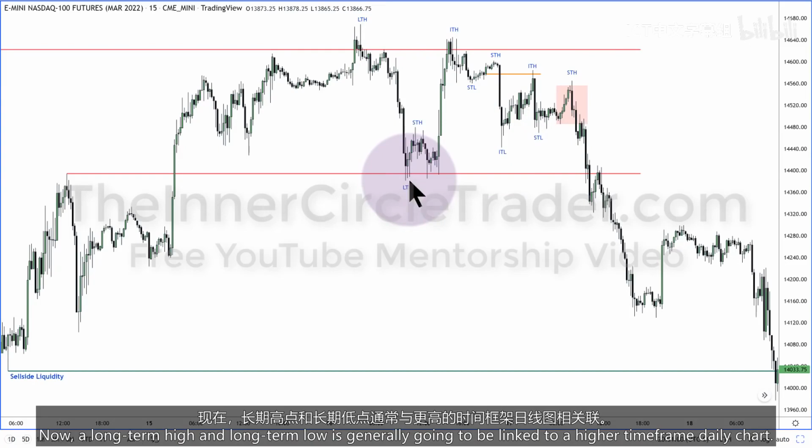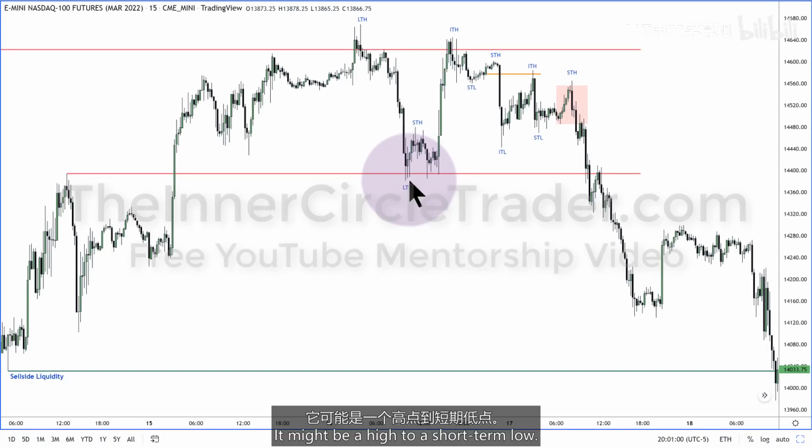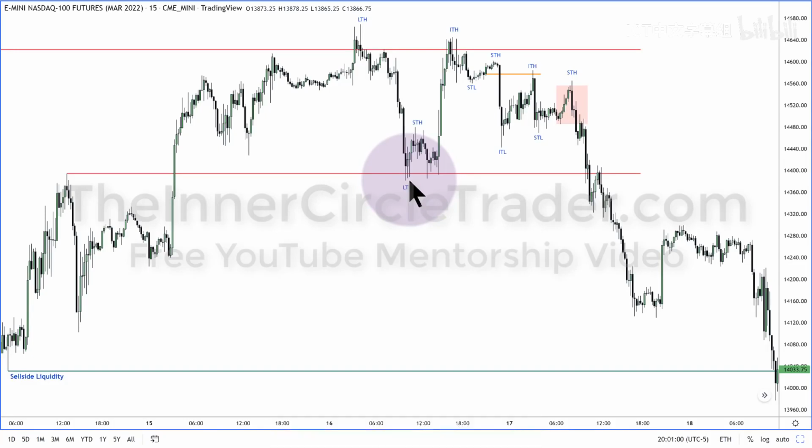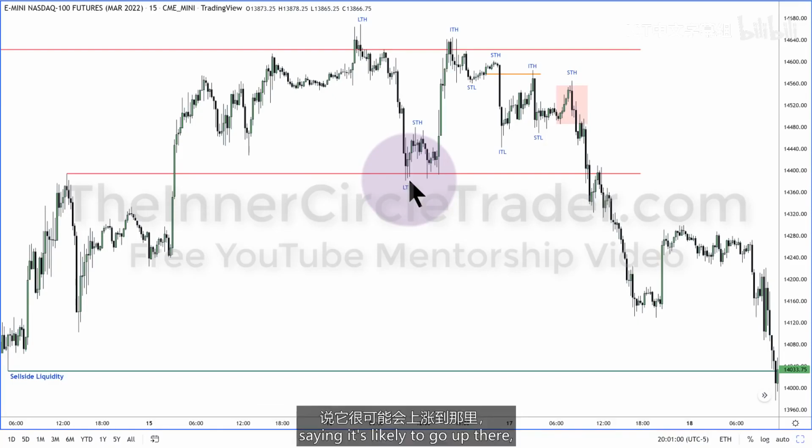Now, a long-term high and long-term low is generally going to be linked to a higher time frame daily chart. That might be a price range. It might be a high to a short-term low. In this case, I'm framing the idea and logic around that fair value gap that I outlined in front of all of you, saying it's likely to go up there, rebalance, and then go lower and take out that old daily low.